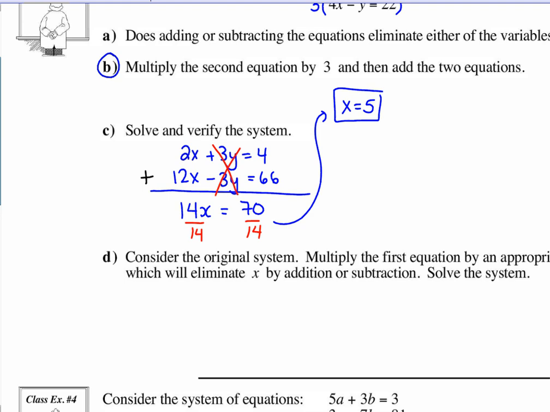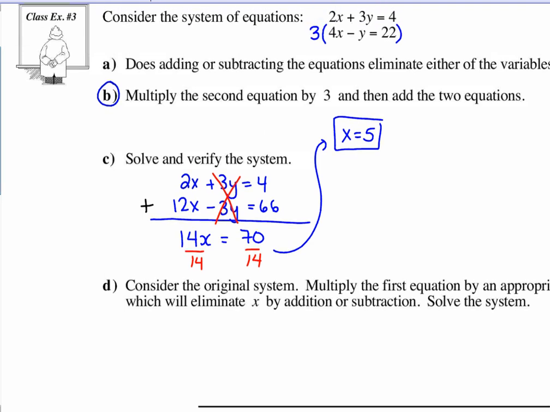Okay. And last, not last, we still need? Nope. We need y. We have x, but we don't have y. Poor y. Okay, does it matter which equation? No. So let's do the first. 2 times 5 plus 3y equals 4.